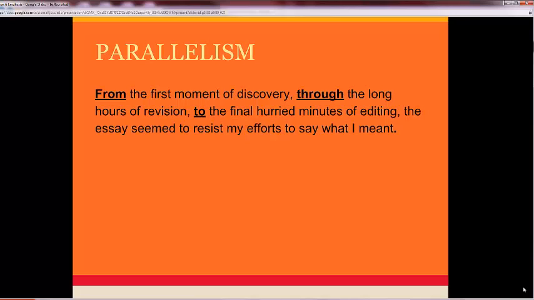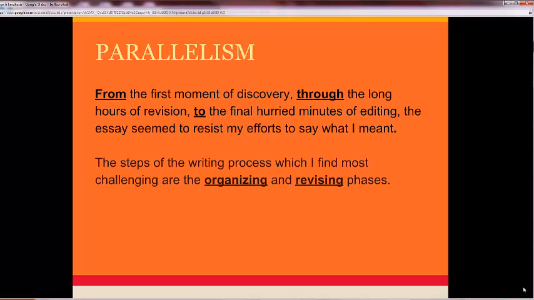There are 3 items in this list of sorts, or 3 steps the writer is referring to. Those items or steps need to be in the same form to be parallel. In a simpler example, I might write, the steps of the writing process which I find most challenging are the organizing and revising phases.